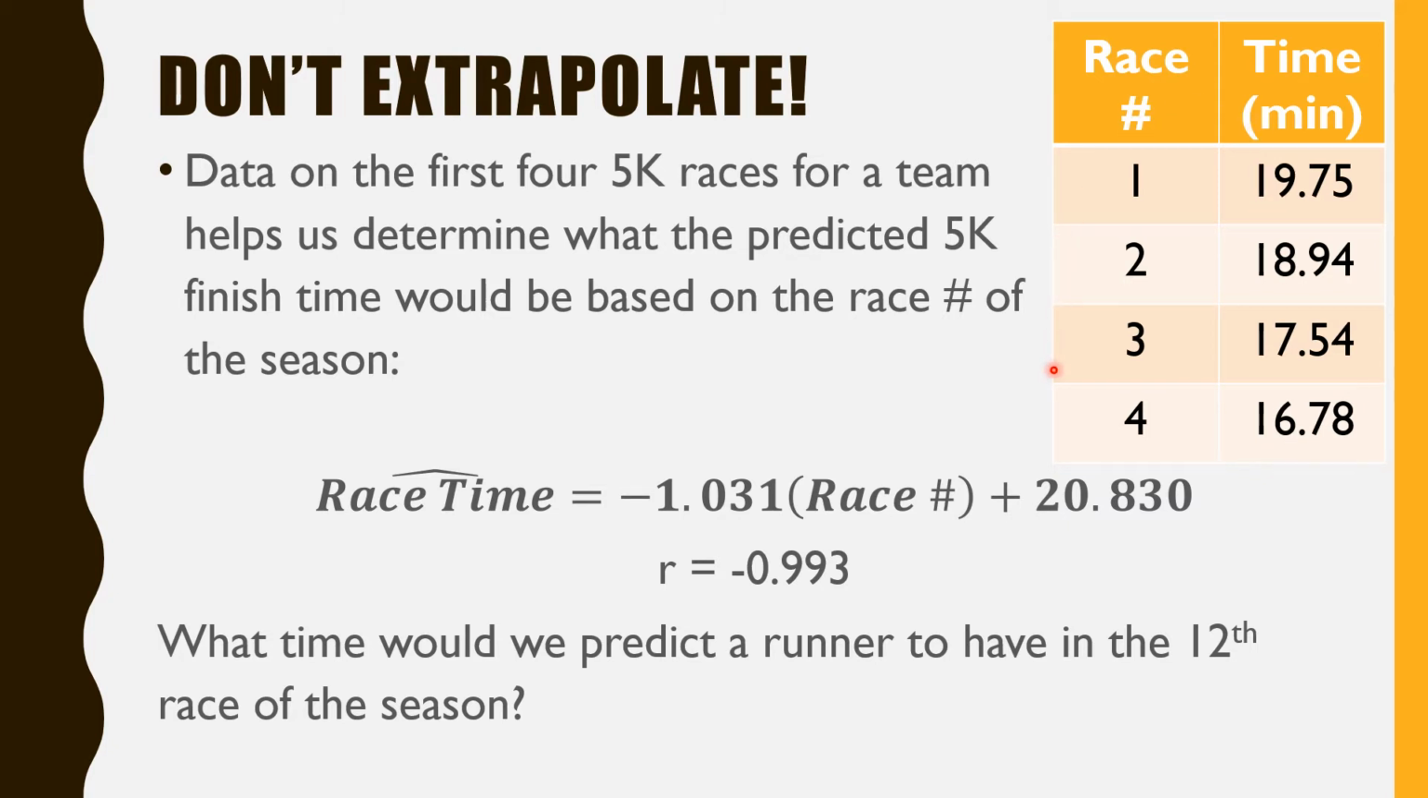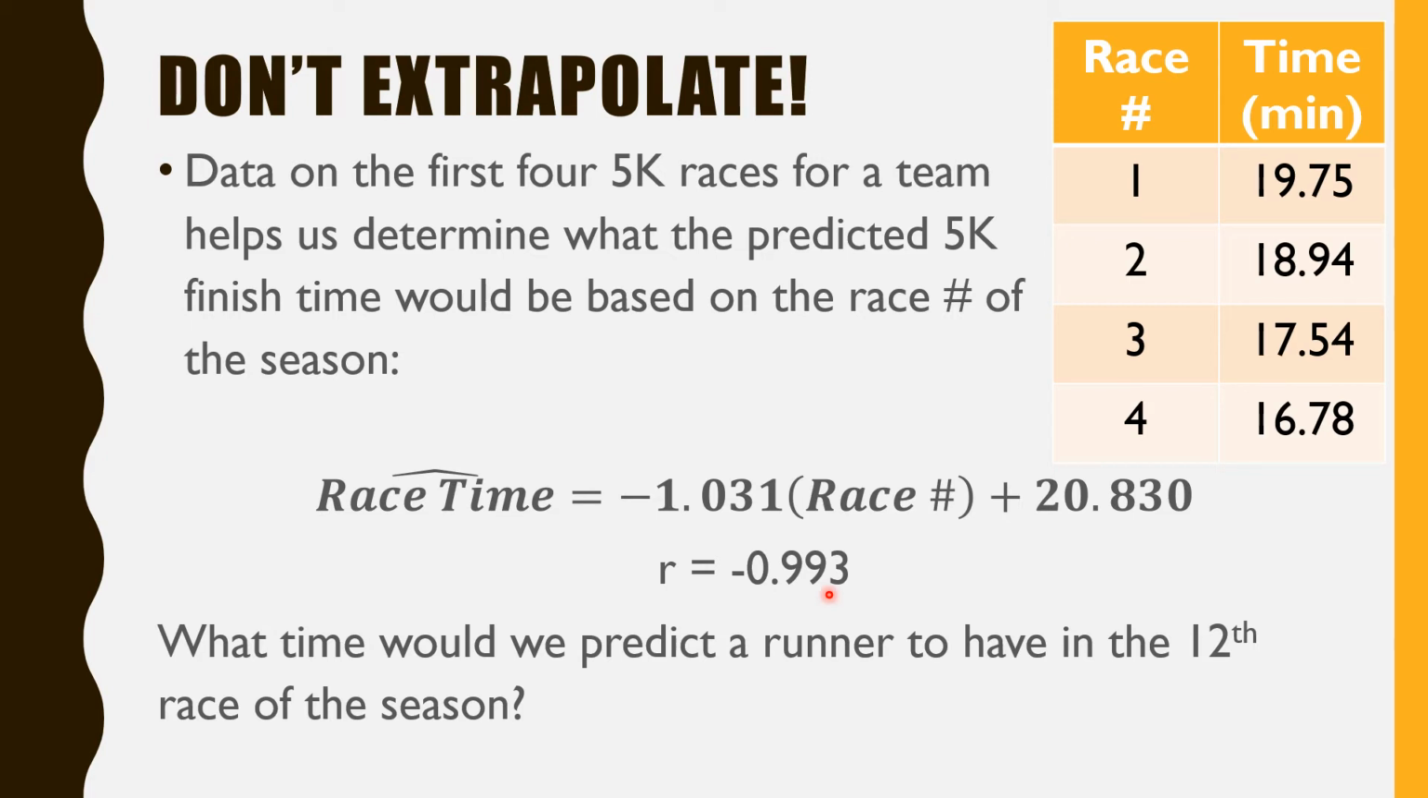So based on these 4 data values, so 1, 19.75, 2, 18.94, and so on, I've come up with this race time prediction based on what race number it is. So if this is the first race of the season, I can predict your race time by putting 1 in for race number. If it's the third race of the season, I'd put 3 in here, and so on. And again, we're trying to predict race time, or 5K time, based off of that. And actually, if we look at a scatter plot of this data right here, the correlation is really, really strong. It is a strong and negative correlation, almost equal to -1.